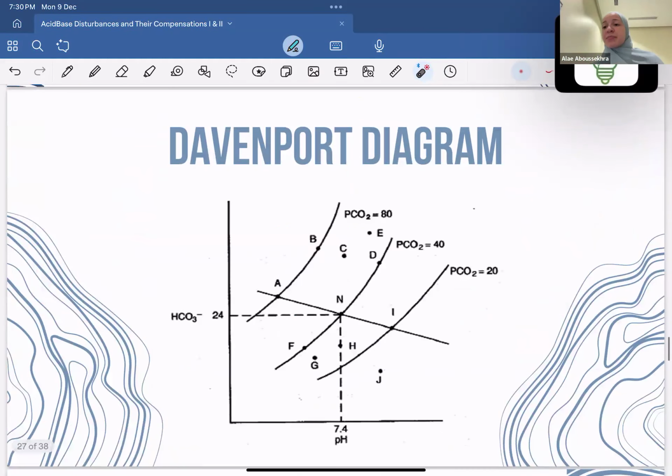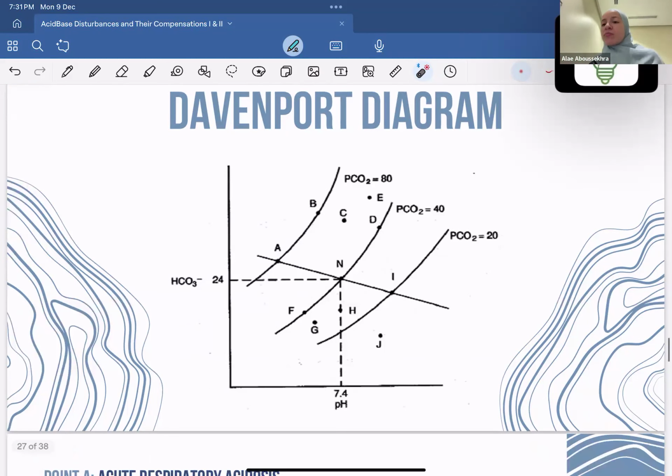Now for this diagram. Okay, so on this diagram, you can see all of the disturbances that we talked about. It might seem complicated, but trust me, if you understand how to analyze it, it will be really easy. So let's break it down, along with all of the components that we see over here.